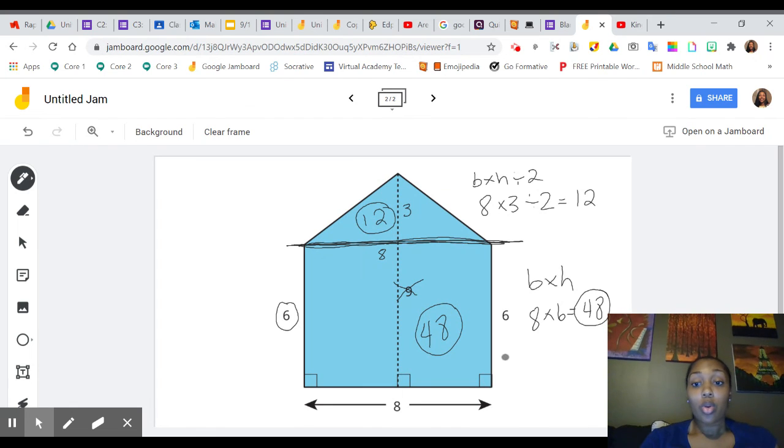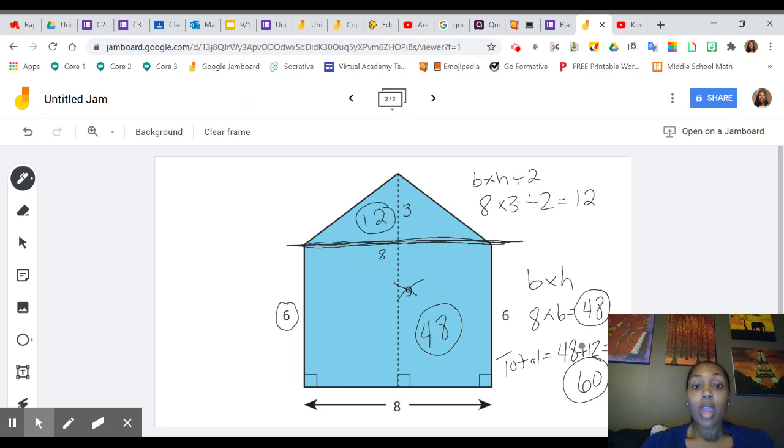And then to get my total, I'm simply going to add the two pieces together. So I'm going to add 48 plus 12, and that's going to give me a total of 60. And so now I know that the area is 60 for this particular pentagon.